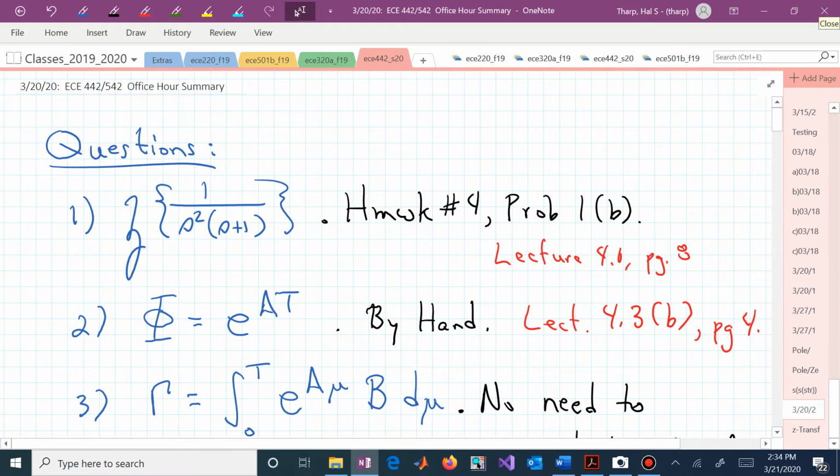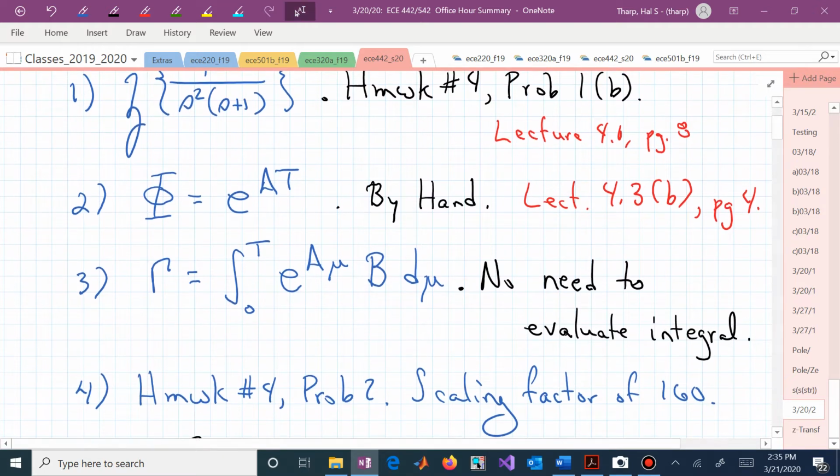The first question concerned homework problem number 1B on homework set number 4, and I would just refer you to page 8 in lecture 4.1, but it really focused on how do you work with the z-transform of an expression that involves more than just one denominator factor. Here we have really 3 factors in the denominator, and I want to quickly talk about that. How do we compute phi? I'm really wanting you to do that.